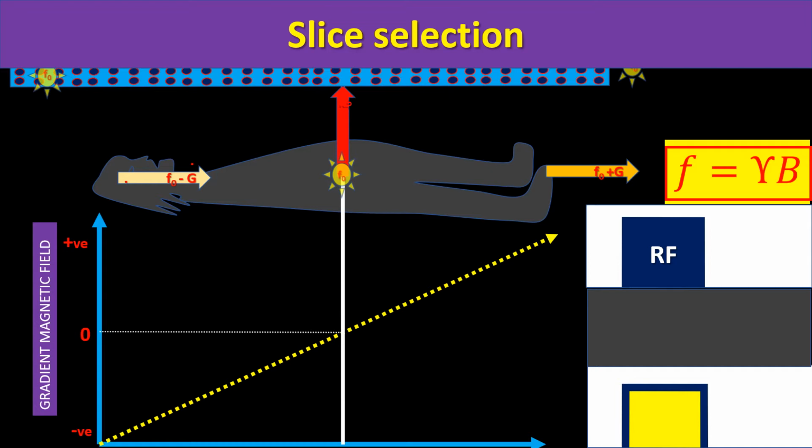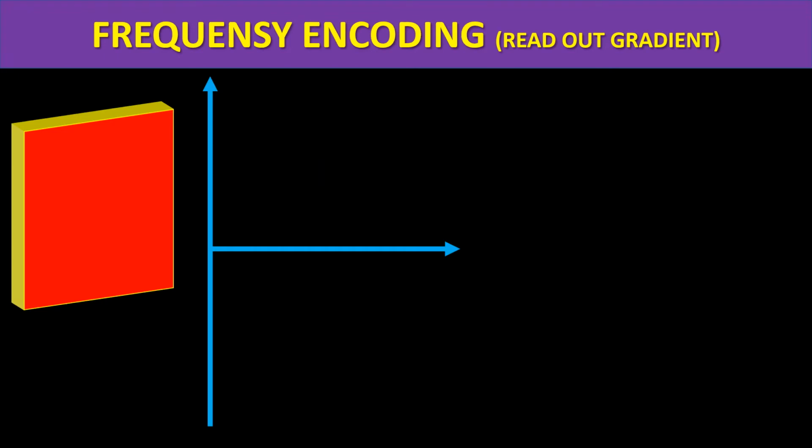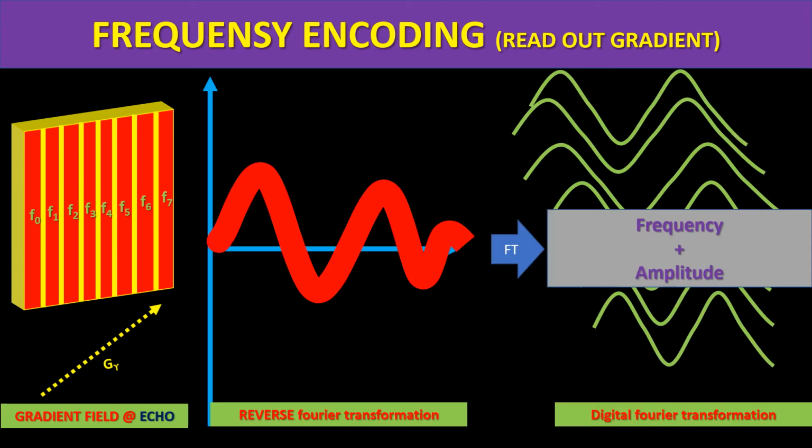Now the signal that I received is coming only from this part of the body, which has a frequency of F0. Okay, this is how we get the particular slice. Once we get a particular slice, it is out of phase, and the amplitude reduces. Why does the amplitude reduce? So we know that.